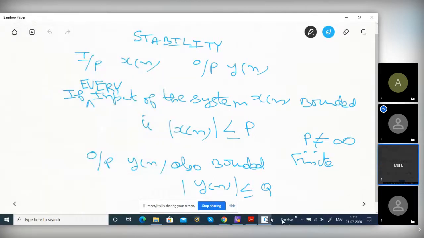Then we talk about stability. This is called BIBO, bounded input and bounded output. It is a must. Every bounded input must produce a bounded output. If even one bounded input does not produce a bounded output, then it is unstable. For example, x of n is bounded, that means the modulus of x of n is less than or equal to P.